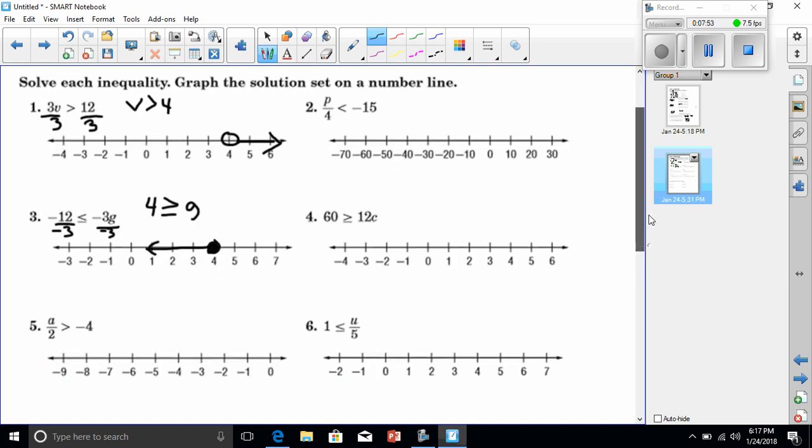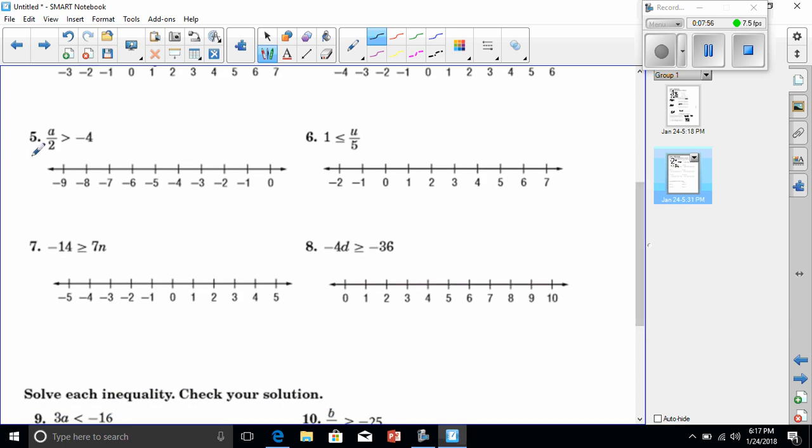All right, let's go to number 5. It says that a divided by 2 is greater than negative 4. Since I have my denominator of 2, I'll have to multiply this side by 2, so I can go ahead and cancel them out because 2 over 2 equals 1. But whatever I multiply to one side, I have to multiply to the other side. So I have negative 4 times 2, and since I didn't multiply by a negative number, my inequality symbol stays in the same position, and negative 4 times 2 is negative 8.